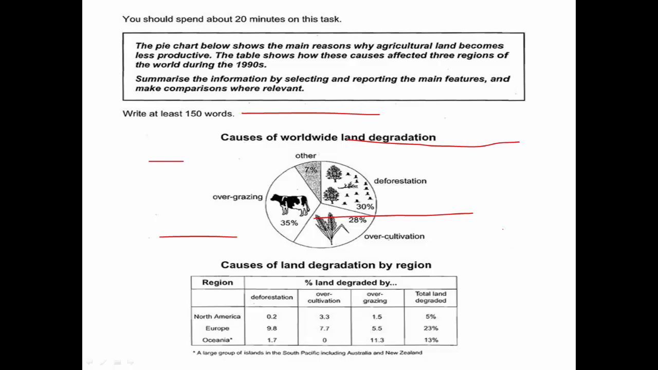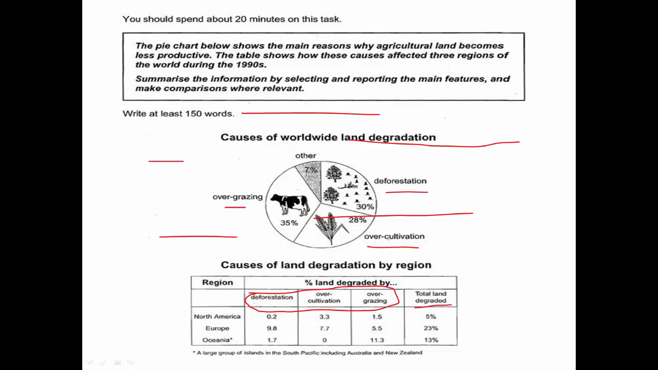So the problem students would get would be comparing these. There are three things, so it's too much. And comparing these, that would mean you were discussing between 3 and 7 things. You wouldn't say overgrazing is highest, then deforestation is second, and then overcultivation is third. That's too many things for one graph. Then you wouldn't start talking about these 3 things because there's just too much. That would be the biggest mistake, just talking about too many things in your overview.